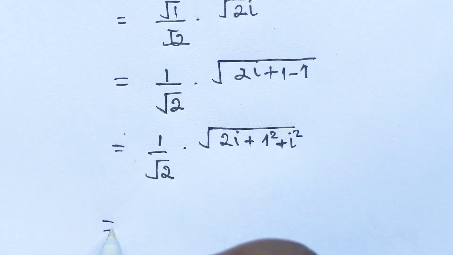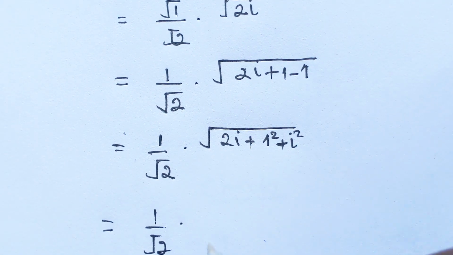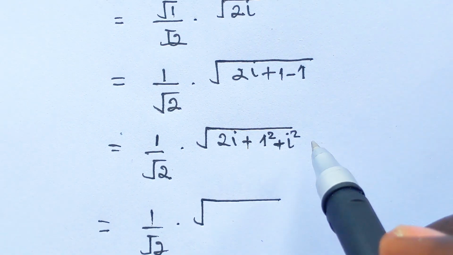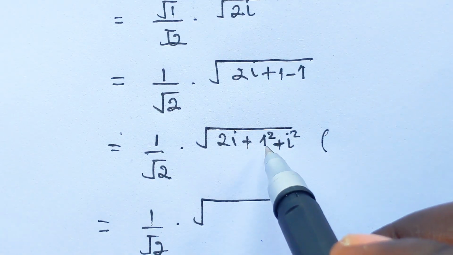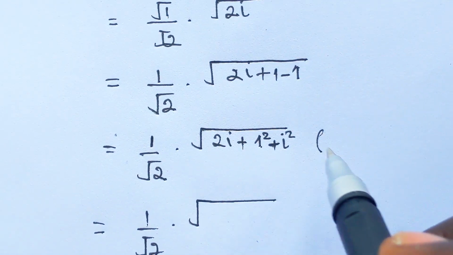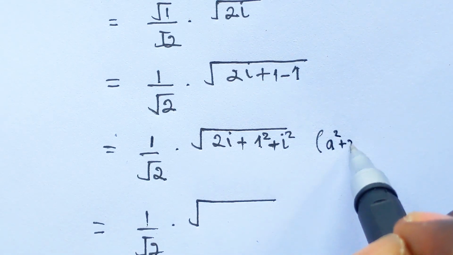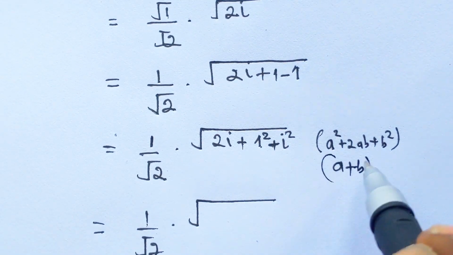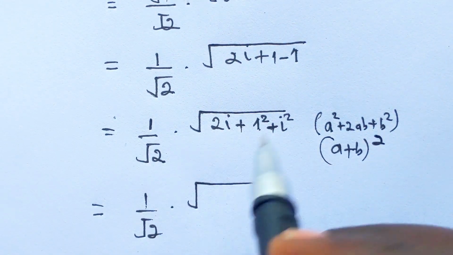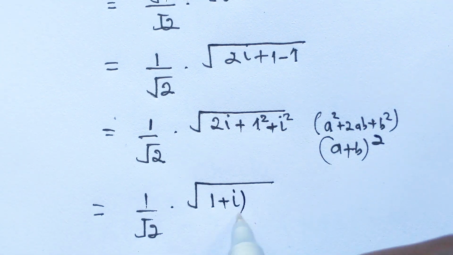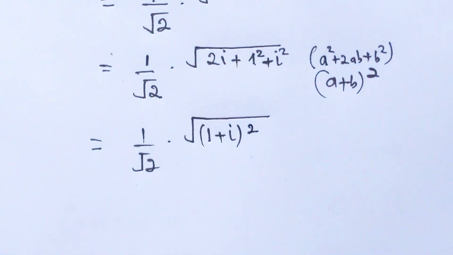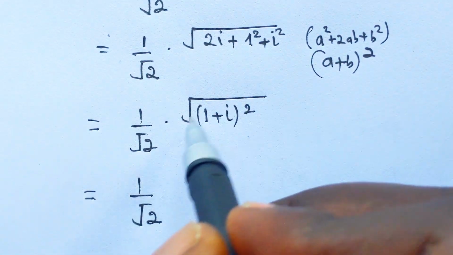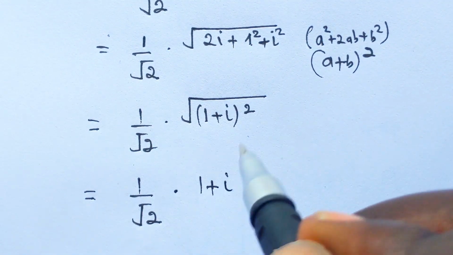Then at this stage we shall say 1 over square root of 2 times square root of, if you are seeing nicely, this can be written as, for example, a squared plus 2ab plus b squared, which is equal to a plus b squared, and our a is equal to 1, then our b is equal to i, and this will be 1 over square root of 2, then due to this one it will be simplified to get times 1 plus i.